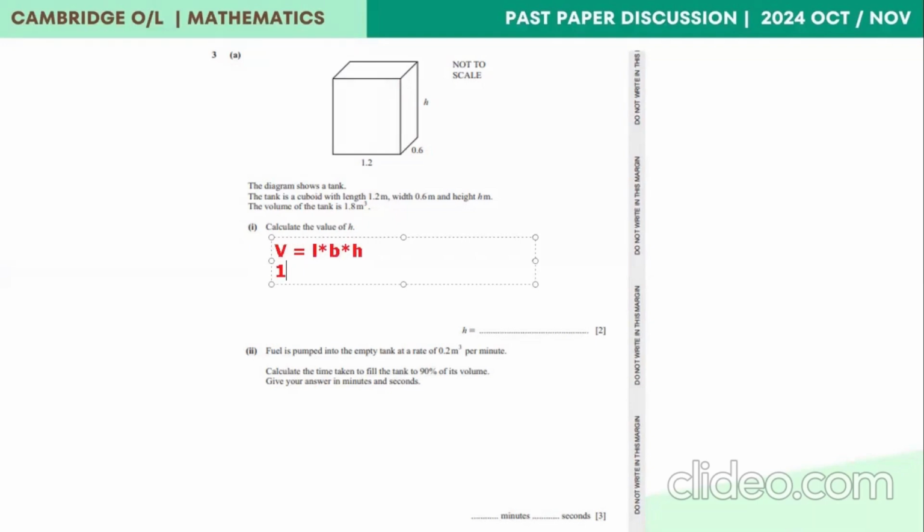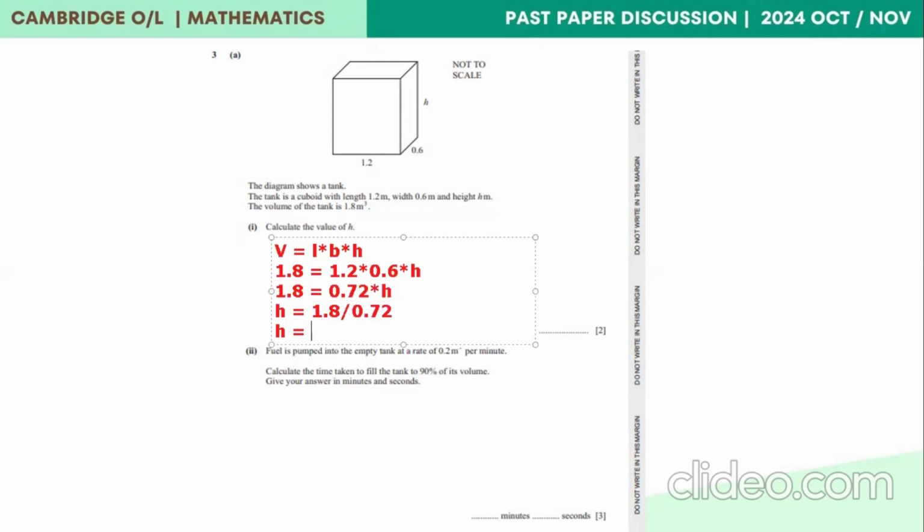Our volume is here 1.8, our length is 1.2, and our width or breadth we can take as 0.6, and we are finding the height. So 1.8 equals 1.2 into 0.6, which is 0.72, times h. So h is equal to 1.8 divided by 0.72.